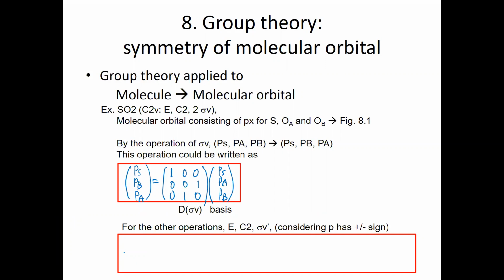Now our starting point is always PS, PA, PB. And if you apply the E operation, it's not going to change, right? PS, PA, PB. So meaning that for the E operation, this is the unit matrix.